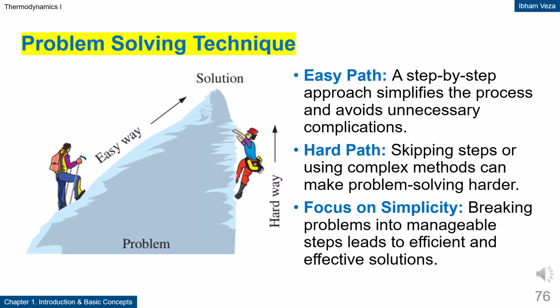Problem-solving technique. A good problem-solving approach should be carried out step by step and systematically. By following clear steps, the risk of errors can be reduced. Overly complicated approaches often make problems harder. Breaking a problem into smaller parts makes the solution easier to achieve. This habit is very important in engineering work.